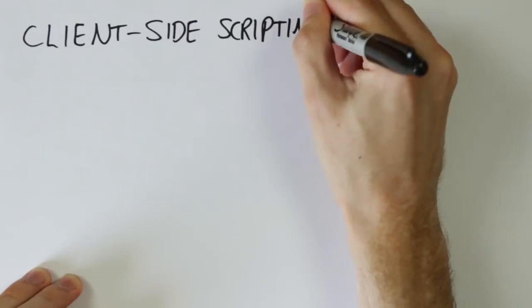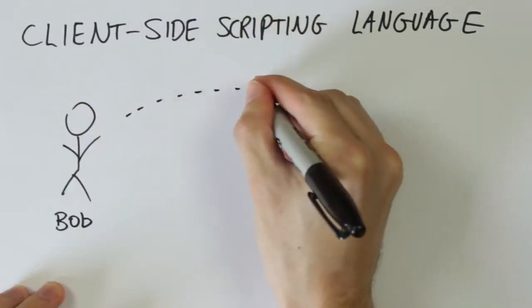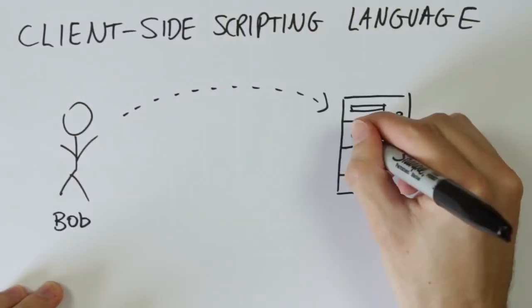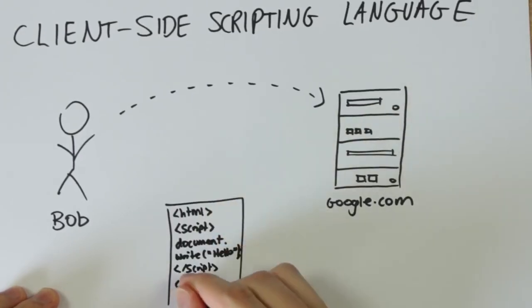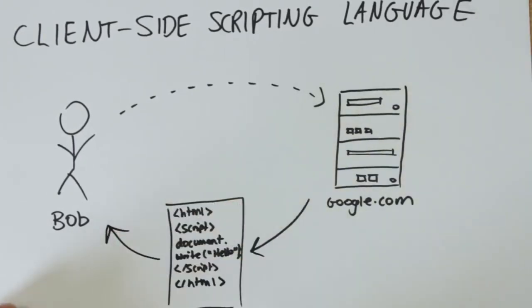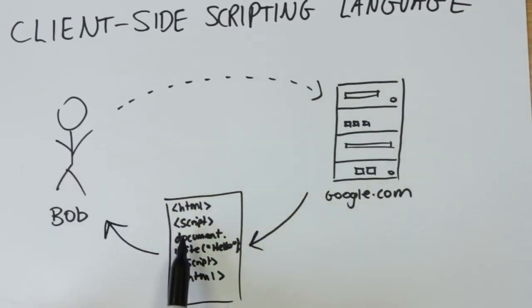So JavaScript is a client-side scripting language. That means that when a user goes to a website, the web server will send an HTML file back to the user and it will include the JavaScript code. The user could look at this code if they want to. The user's browser then executes the code when it's processing the page.